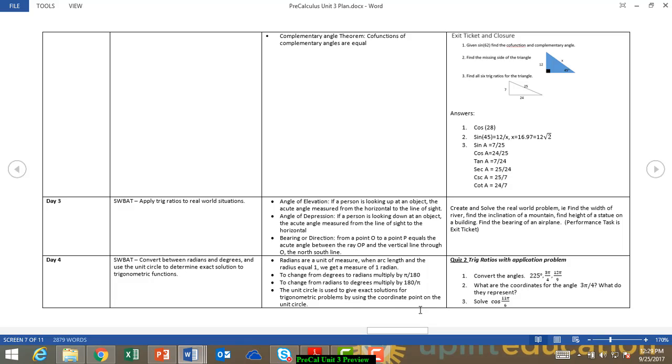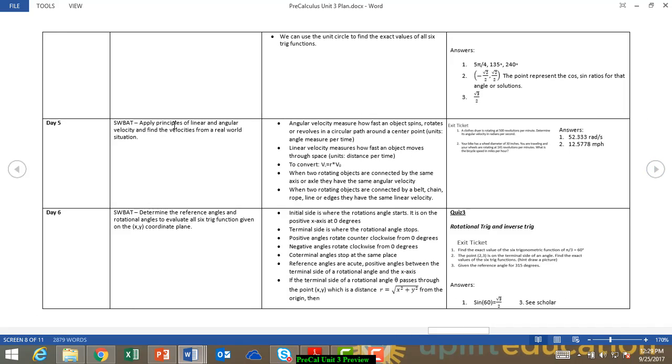This is a great day to use my AML that I posted about Unit 3 so that they can see connections to the unit circle and how they're all tied together.